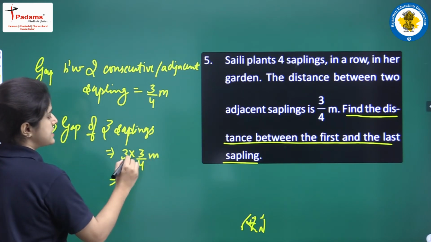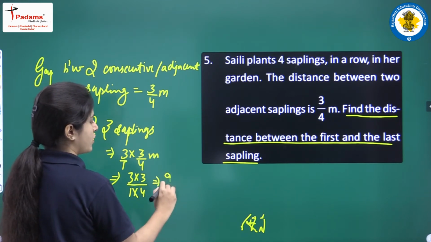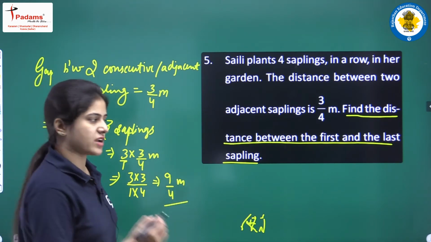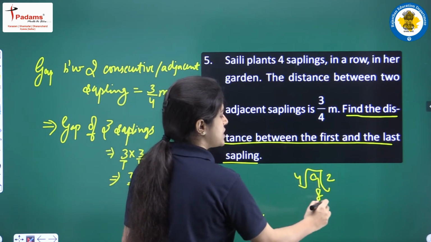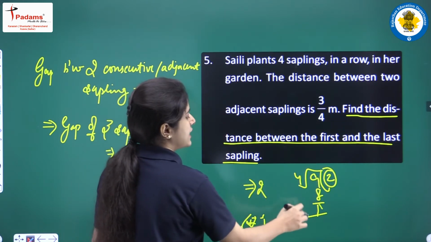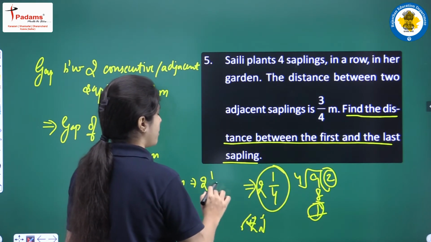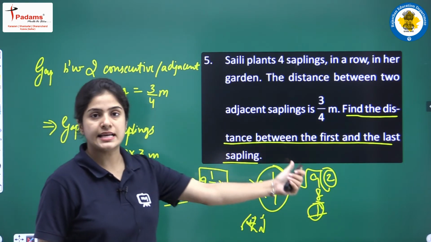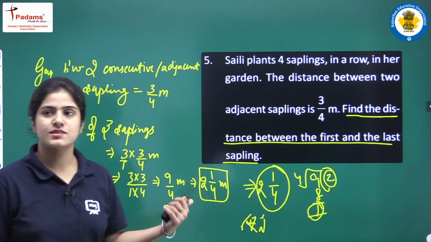Multiplying the numerators together, 3 into 3 upon 1 into 4, that is 9 upon 4 meter. You can also write it as a mixed fraction. 9 divided by 4: 4 into 2 is 8, and 1 is the remainder. So the mixed fraction is the quotient, then the remainder upon the divisor, that is 2 and 1 upon 4 meters. So the distance between the first and the last sapling is 2 and 1 upon 4 meters. Alright students, this is your 5th question.